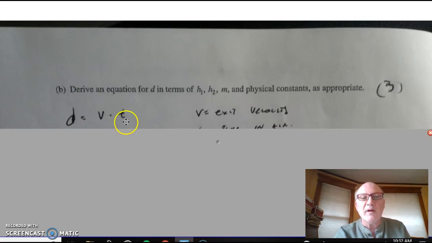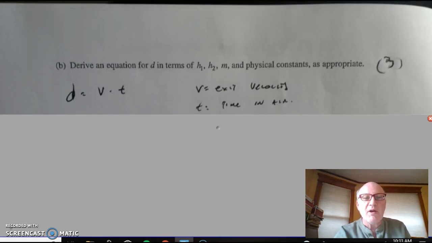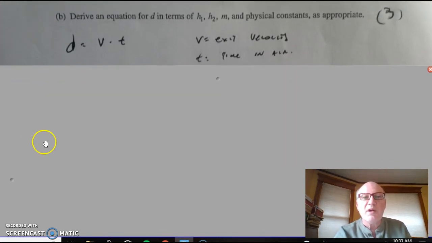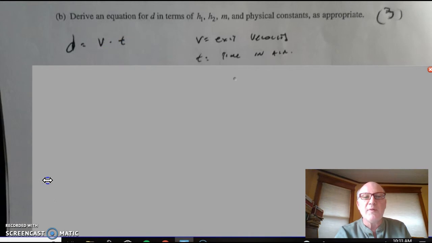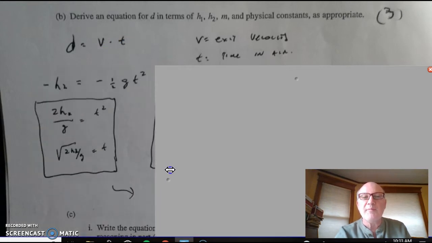So starting from there, I define v as the exit velocity, and t is the time in the air. My next step was to try to come up with expressions for both the velocity and the time. From a time point of view, I did this, okay?